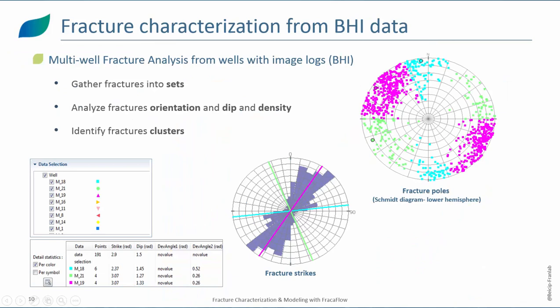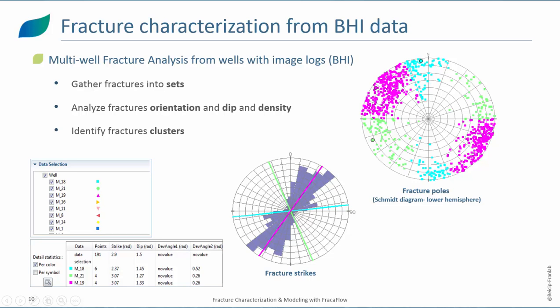Different tools are available in FracaFlow for characterization of fractures. So first, you have tools for characterization of fracture from borehole imaging. The output will be fractures gathered in fracture sets with associated statistical parameters for each fracture set in terms of spatial distribution and local density.